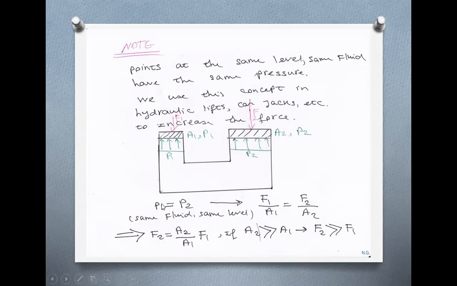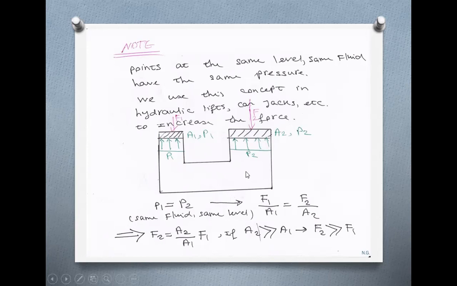So see, we say P1 is equal to P2. What is P1? It's F1 divided by the area of piston 1, because pressure is force per unit of area. What is P2? We are going to substitute for P2. Pressure is force per unit of area, so it's going to be F2 divided by A2. Based on that, F2 is going to be F1 multiplied by the ratio between A2 and A1, A2 over A1.